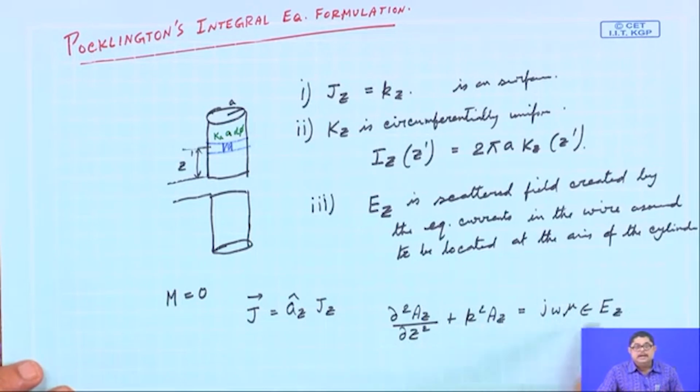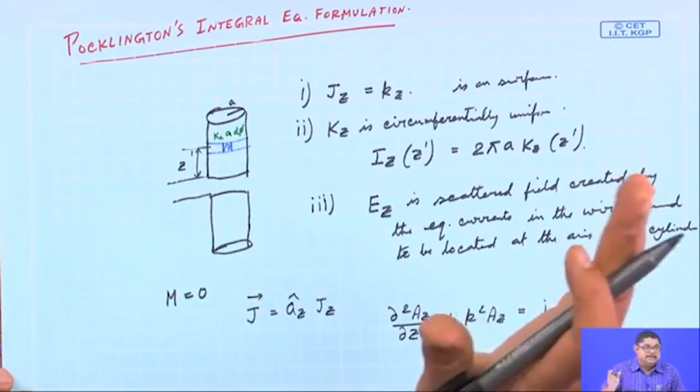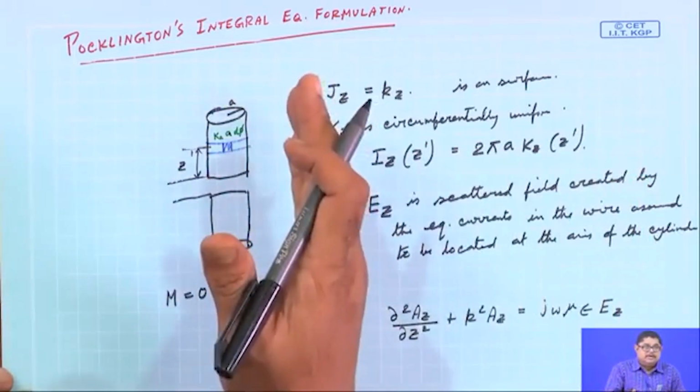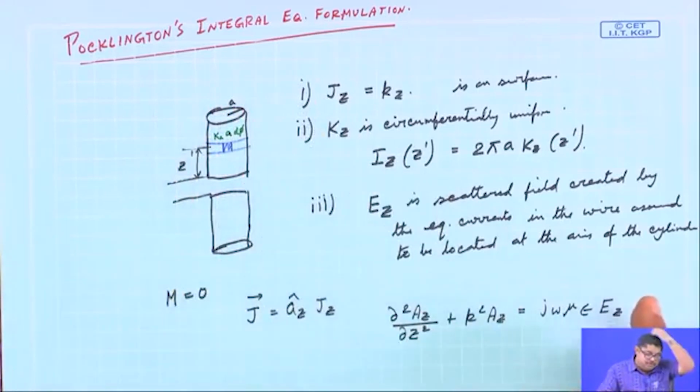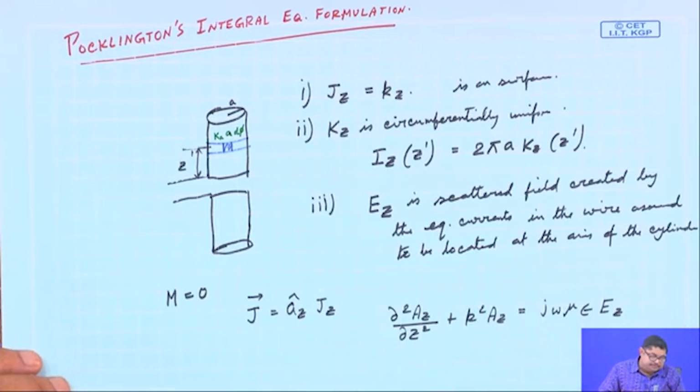So, we will have to solve this equation: del square A z plus k square A z is equal to j omega mu epsilon E z. You see, in Hallen's equation we said this is 0 everywhere except the gap, but here we are saying no, there is also a scattered field because of this. Obviously, there is an applied field at the gap. So, that is why this is more general, and so we can now solve this from the earlier thing.